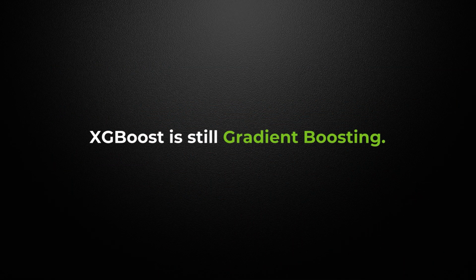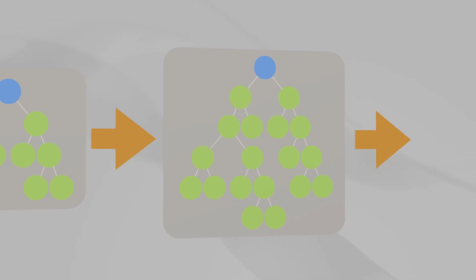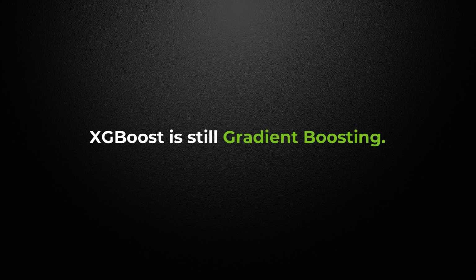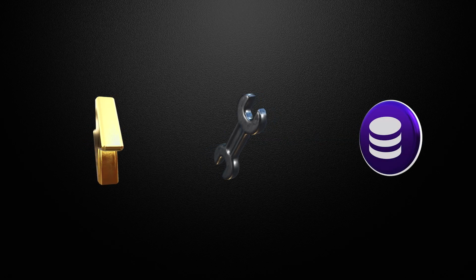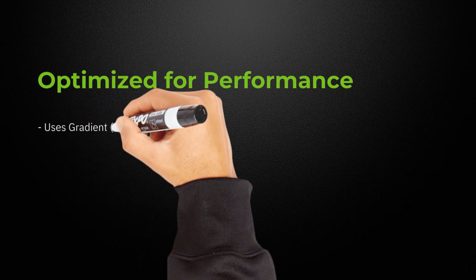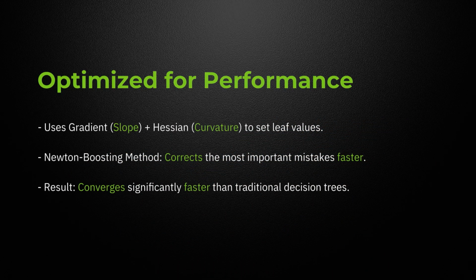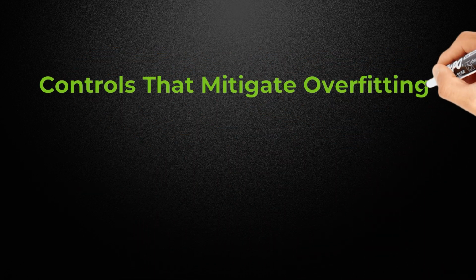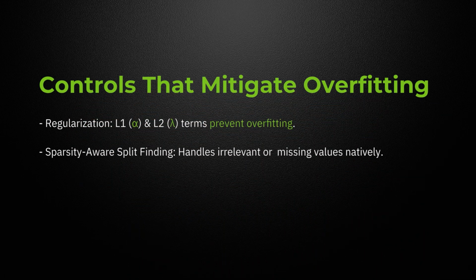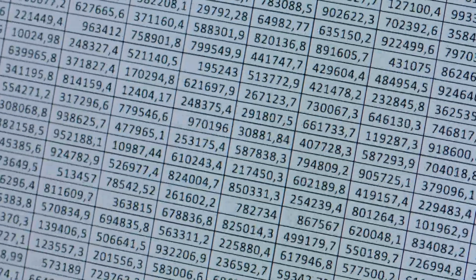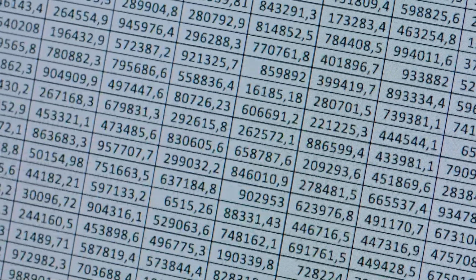In summary, XGBoost is still gradient boosting. Many small trees that fix what the current model gets wrong. But extreme means it's tuned for power, control, and scale. It uses both the error and its curvature to set leaf values and picks splits so each tree corrects the most important mistakes faster. It bakes in regularization and handles missing or sparse data natively, reducing overfitting. And it's heavily optimized, so it trains much faster on large datasets.